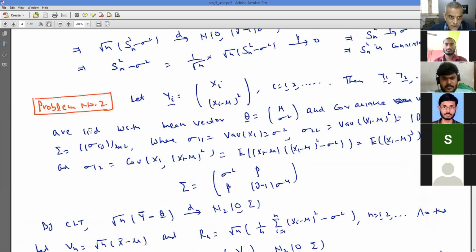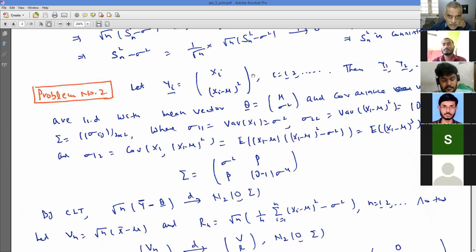Then I know that y1, y2 are IID. What is the mean vector? Mean of xi, which is mu. Mean of (xi minus mu) whole square is sigma square. What is the covariance matrix? The first component is the variance of x1, which is sigma 1 square. The variance of the second component, the variance of (x1 minus mu) whole square, which we have seen many times is (gamma minus 1) sigma to the power 4. It is expectation of (x1 minus mu) to the power 4 minus expectation of this whole square. Expectation of this whole square is sigma 1 to the power 4, so minus sigma 1 to the power 4. And expectation of (x1 minus mu) to the power 4 is nothing but kurtosis times sigma 1 to the power 4. Is that okay? Yes, sir.